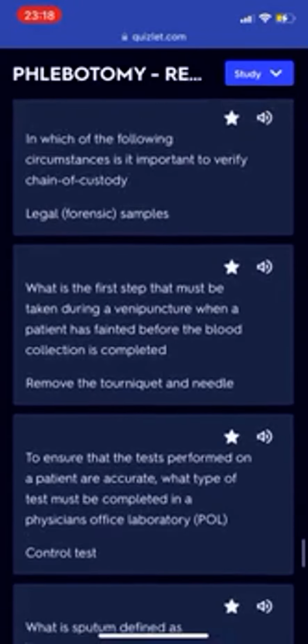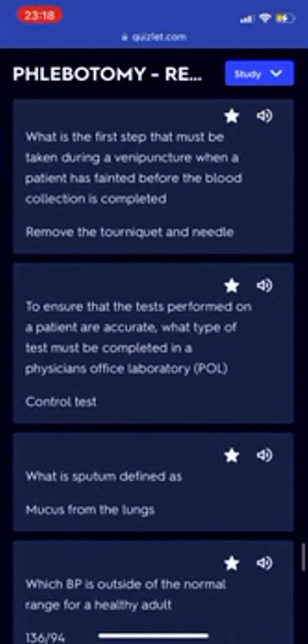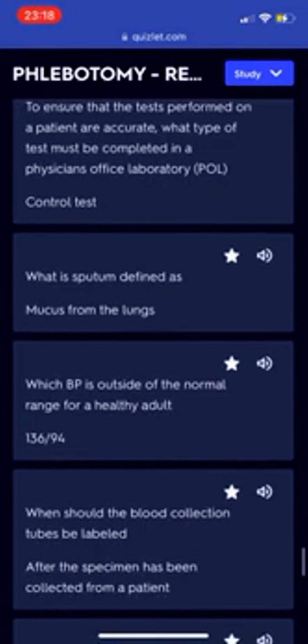Legal samples. What is the first step that must be taken during a venipuncture when a patient has fainted before the blood collection is completed? Remove the tourniquet and needle. To ensure that the tests performed on a patient are accurate, what type of test must be completed in a physician's office laboratory? Control test.